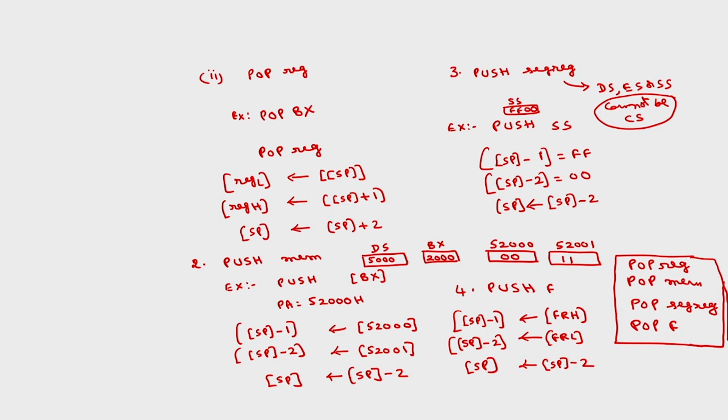Here I have explained for this pop register: contents of SP to register lower, contents of SP plus 1 to register higher, SP plus 2 becomes SP. That is pop register, and pop memory is also the same. So whatever the memory location that we are going to compute, that physical address will be present here, physical address plus 1, SP becomes SP plus 2. In the case of pop segment register, lower order and higher order segment register, and in the case of pop flag, lower order and higher order flag register. This is about the push and pop instructions.